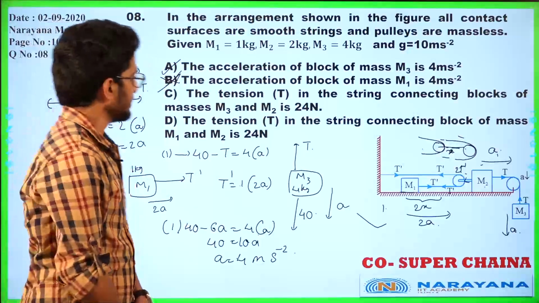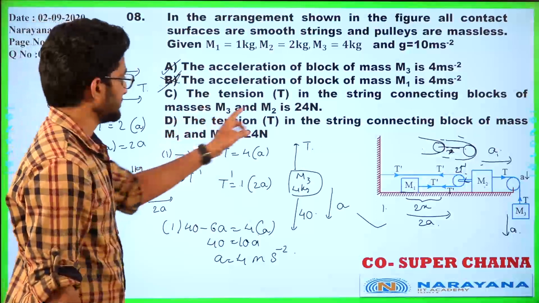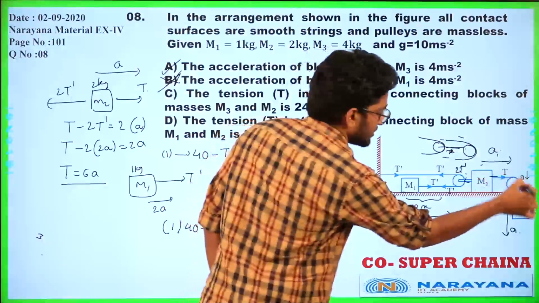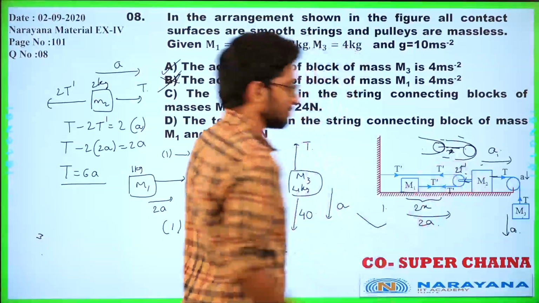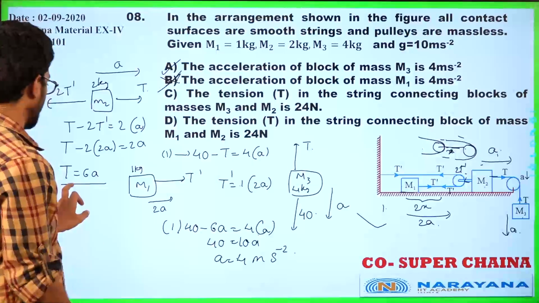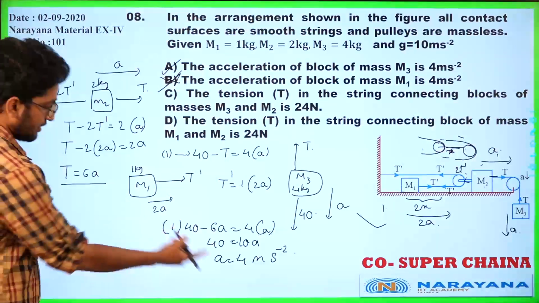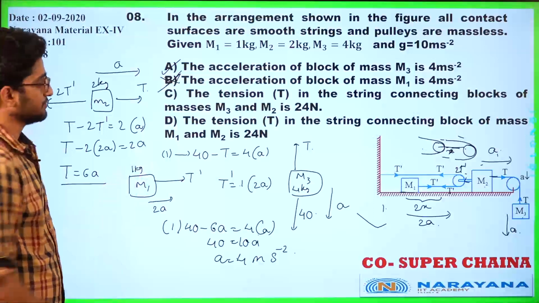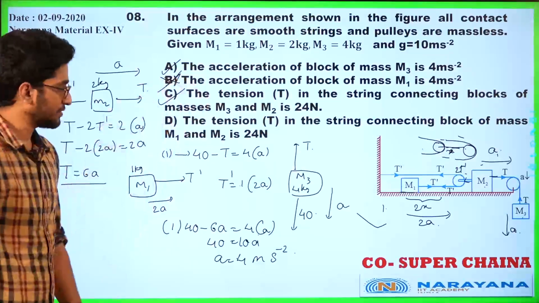Next, tension in the string connecting the blocks, masses M3 and M2. So the tension in this string connecting M3 and M2, that is the T value. Here the T value is 6 into A value is 4, so 6 into 4, 24. So this is also correct, tension is 24.